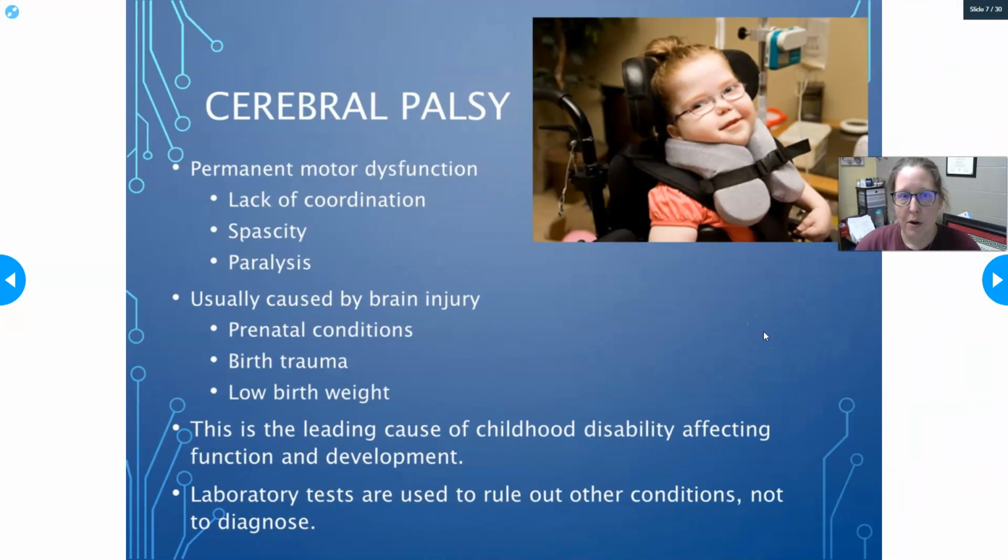Next is cerebral palsy. That is a permanent motor dysfunction with lack of coordination, spasticity, meaning spasms, and paralysis, meaning cannot move, usually limbs or head or something. It is usually caused by a brain injury. The brain injury could occur due to prenatal conditions, birth trauma, or low birth weight. This is a leading cause of childhood disability that affects function and development. And the lab tests that we do are usually simply to rule out other conditions, but not specifically to diagnose cerebral palsy.